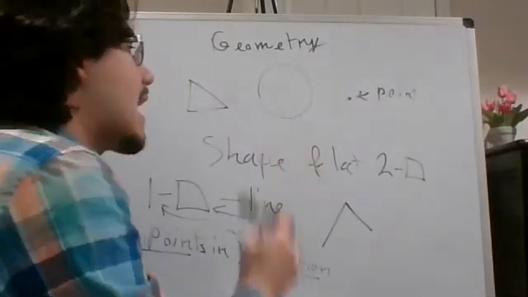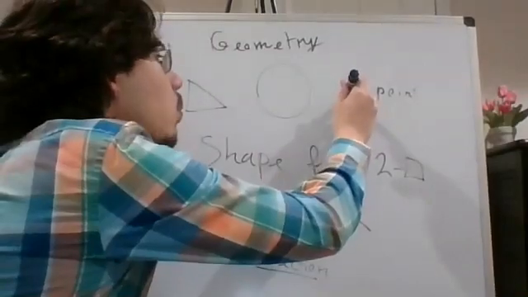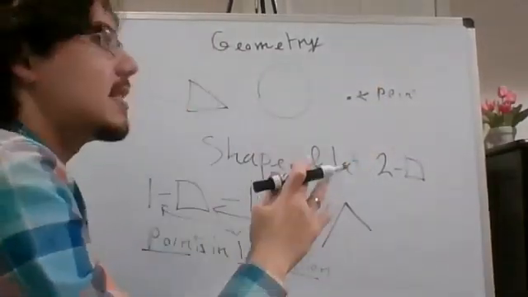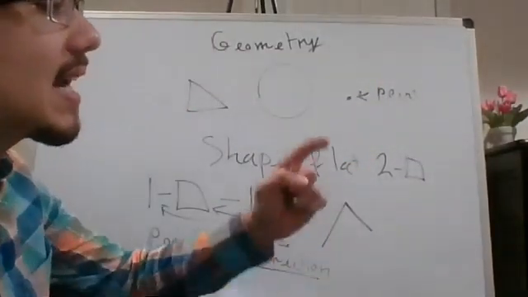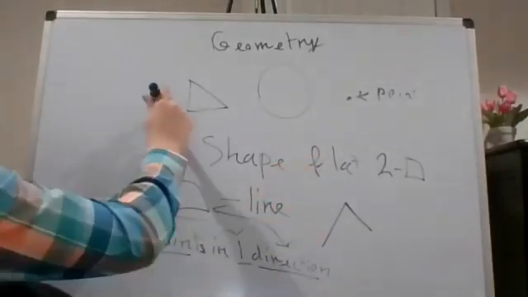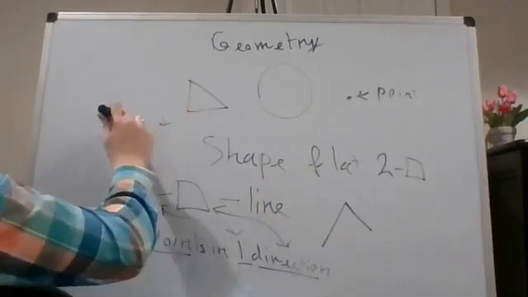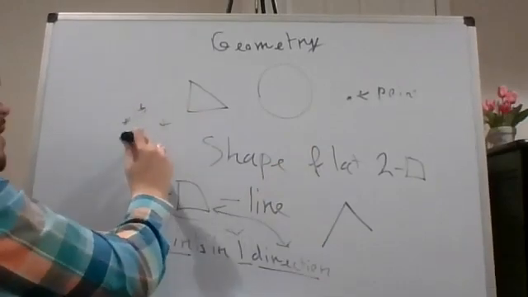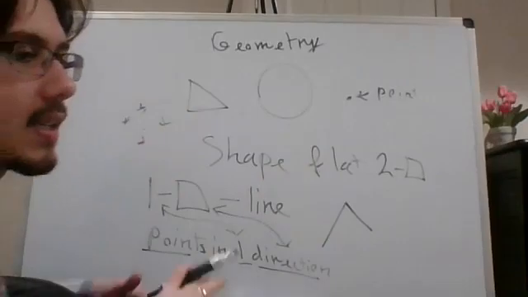Now, a point in math is literally just one spot in space. So it would be like saying it is this point right here. It is not this point to the right or to the left or up and down. It is just that spot in space.